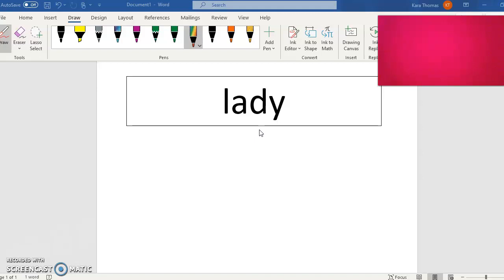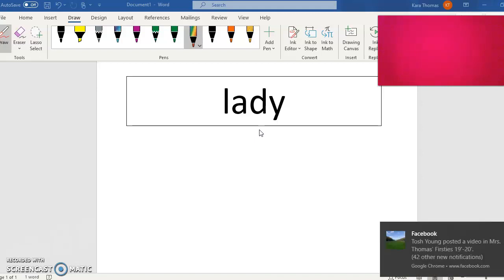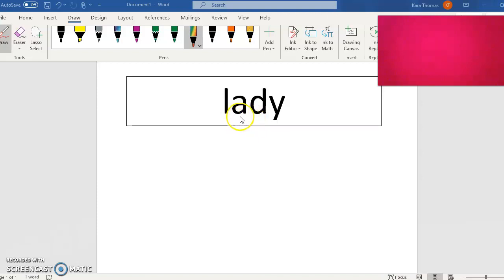Each syllable that you hear has a vowel sound in it. One way to figure out the syllables in a word is to count how many vowel sounds you hear. So this word lady has two vowel sounds: lay, dee. You hear the long A in lay, and then you hear the long E in dee.